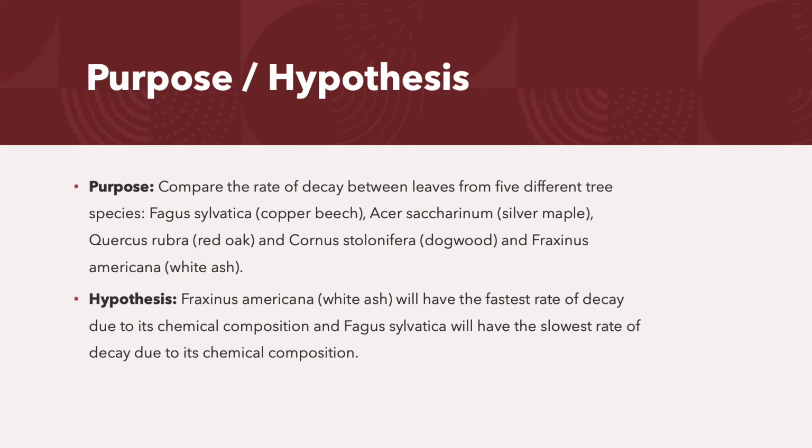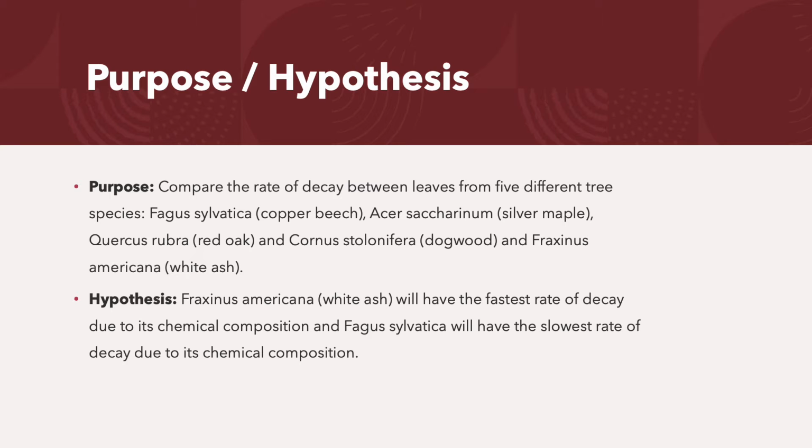The purpose of the following experiment was to compare the rate of decomposition between leaves from 5 different tree species. These 5 species are Fagus sylvatica, commonly known as copper beech, Acer saccharinum, which is commonly known as silver maple, Quercus rubra, which is commonly known as red oak, Cornus stolonifera, which is commonly known as dogwood, and Fraxinus americana, which is commonly known as white ash.